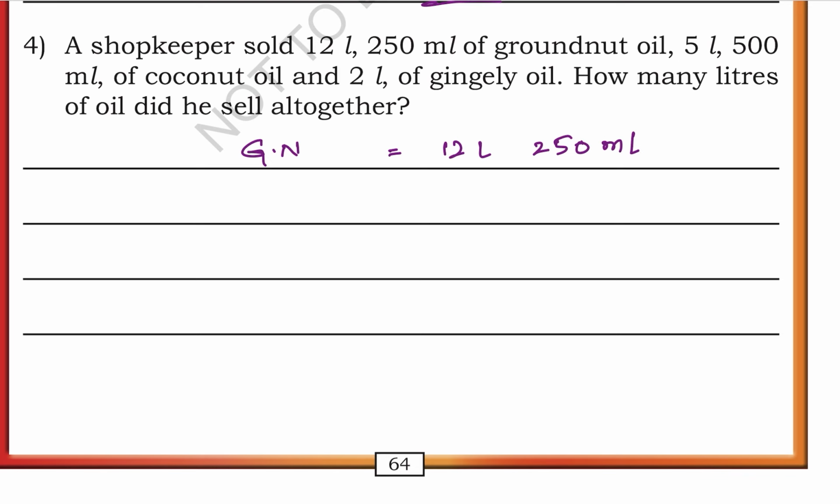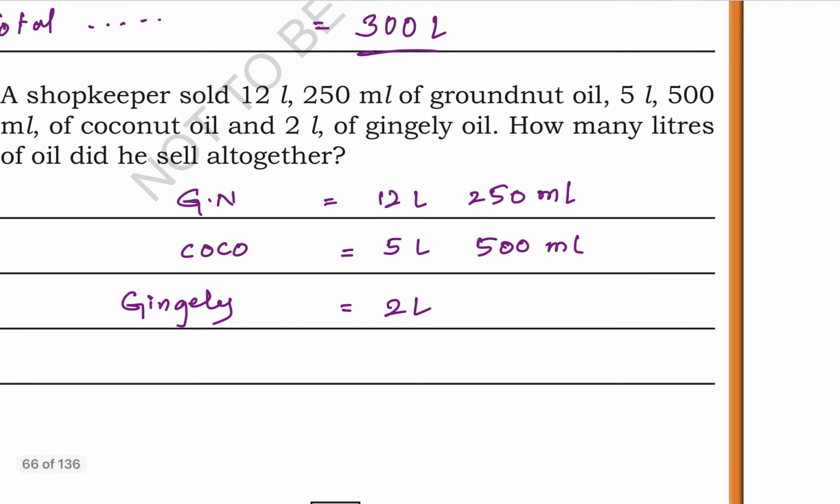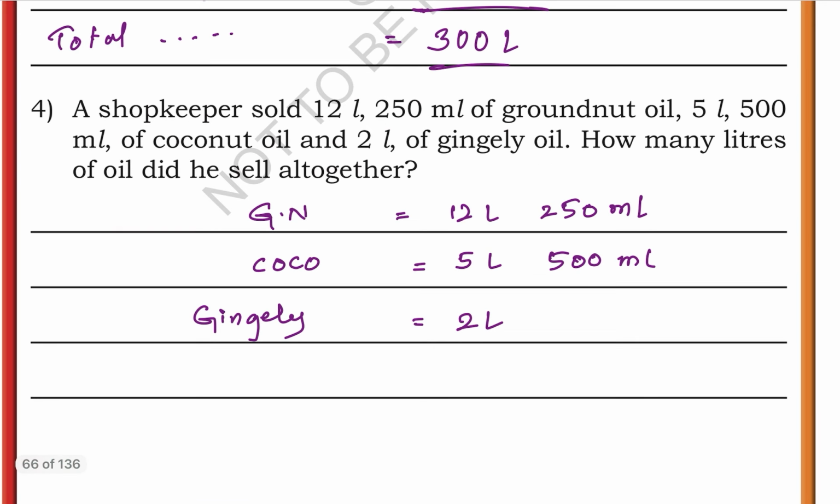Then 5 liter 500 milliliter of coconut oil and 2 liter of gingerly oil. It is pronounced as gingerly. Okay, gingerly oil is 2 liter, no smaller unit here. Okay, how many liters of oil did he sell altogether? Altogether means it is a total. He is asking a total.